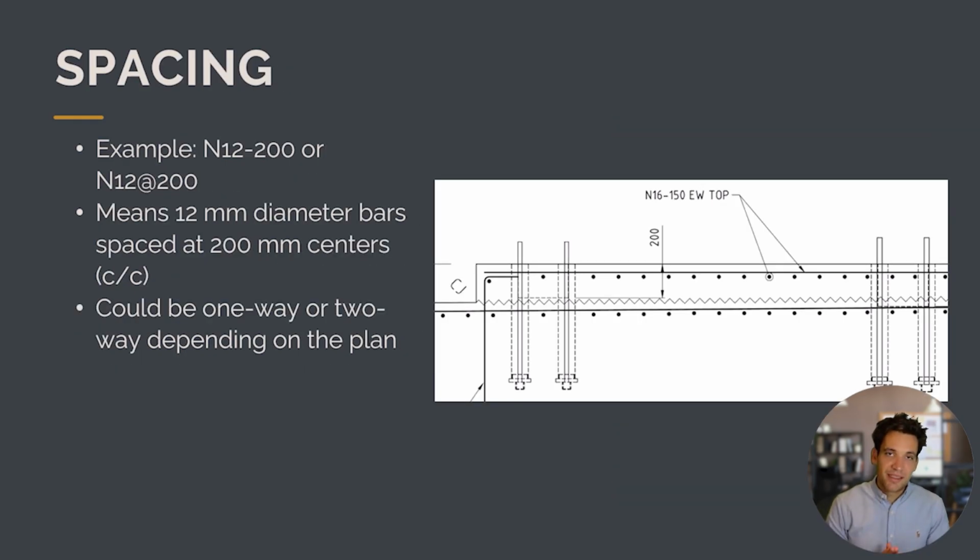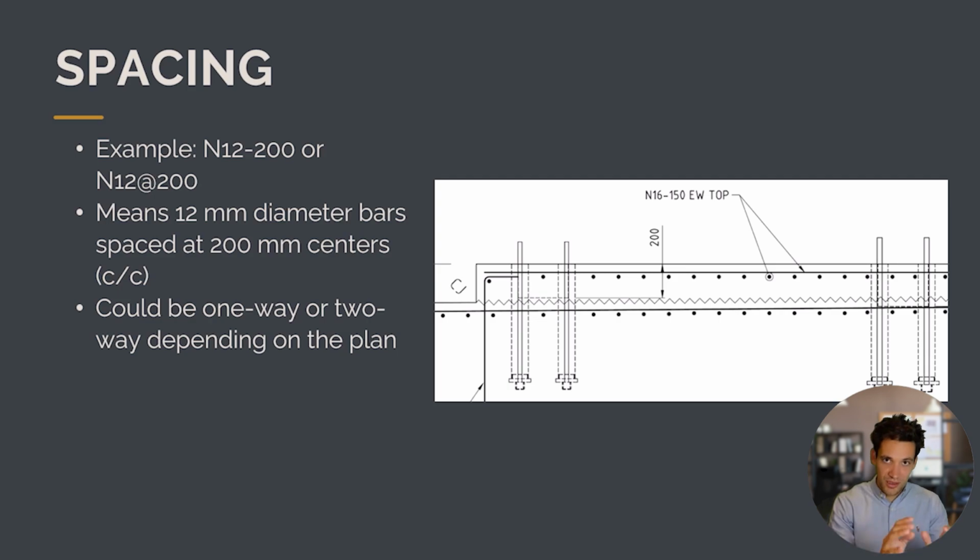What you typically see on a drawing is the type of bar followed by a dash with a number. That number is the spacing between the bars. So N12-200 means N12 bars at 200 millimeters spacing. It means 12 millimeter diameter bars spaced at 200 millimeters center to center.